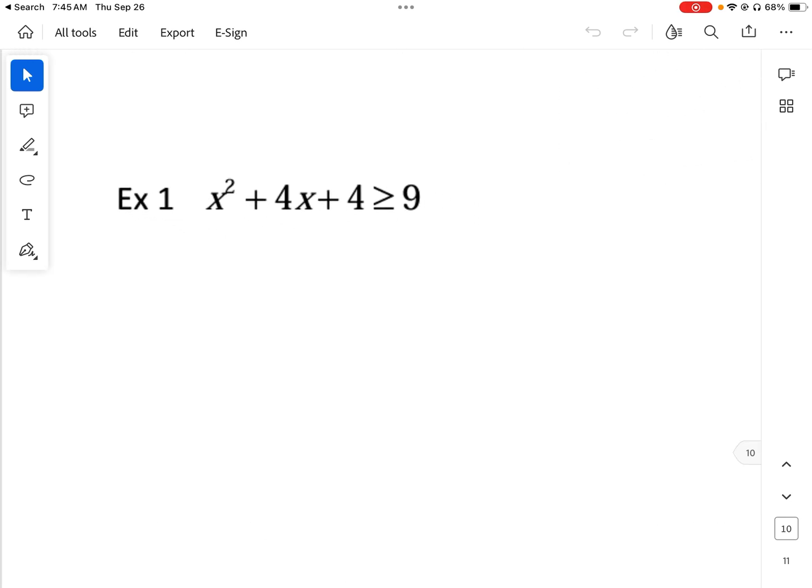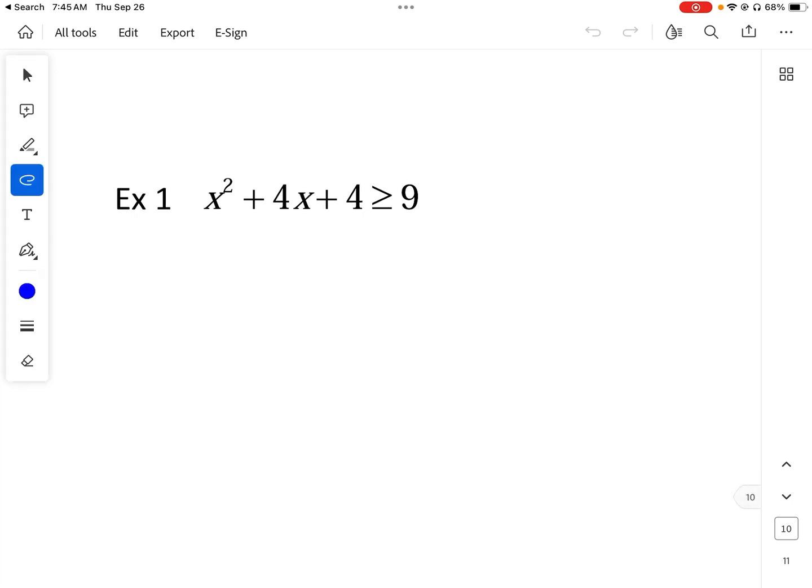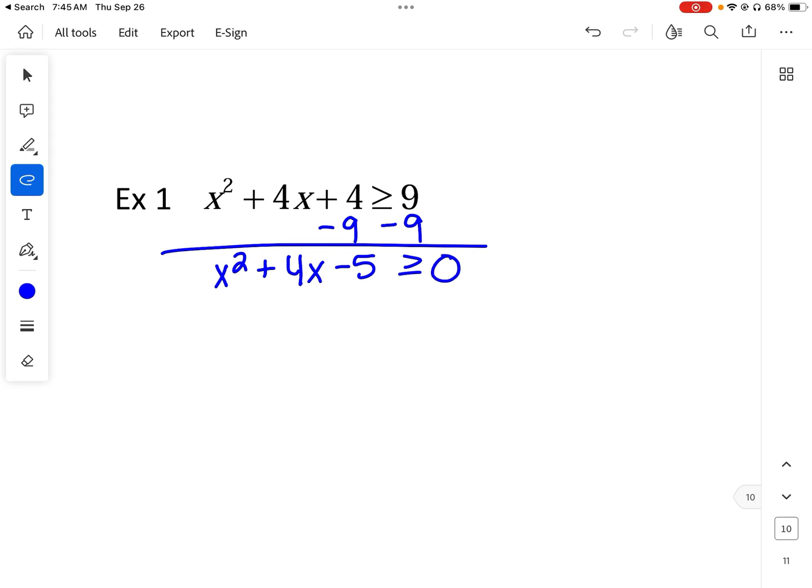So let's look at it. First thing is to do the general form. x squared plus 4x minus 5 is greater than or equal to 0. Okay, we are going to use this quite a bit. When we come back to do some key numbers and some test numbers, this is the equation we're going to use.